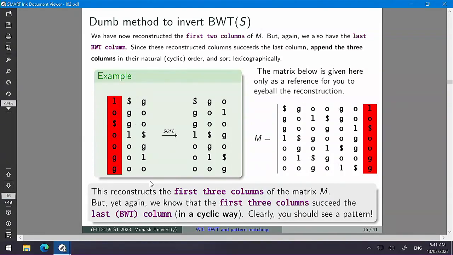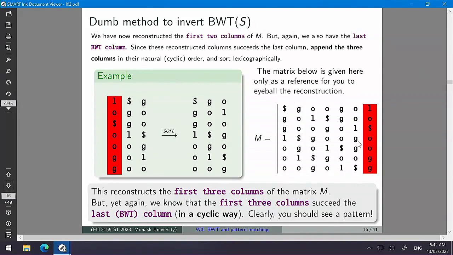I'm sorting these words. Because dollar is lexicographically smaller than any other thing, the word starting with dollar will surface up. There's no other dollar. Then the words starting with G's come up, but GOL is lexicographically smaller than GOO. Does that make sense now? I'm sorting strings now. Okay? Is that clear? And if I did this, I can keep doing this. So now I have 3. If I put the Burrows-Wheeler column before it, sort it, keep doing it, I get first, second, third, fourth, fifth.